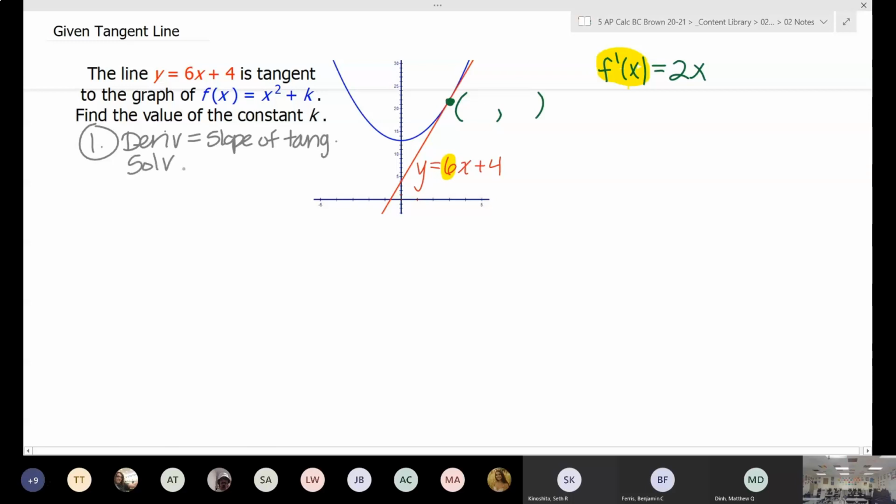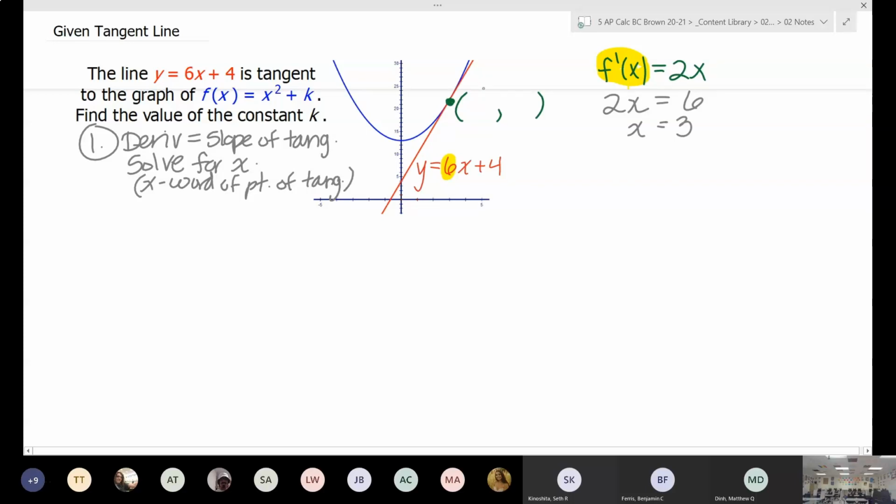And then often we're going to be solving for x. And that x you find is basically the x coordinate of the point of tangency, meaning the point where the tangent line and the graph intersect. So 2x, we know that 2x for some x value needs to be equal to 6. I know that x is equal to 3. How is that now useful to us?